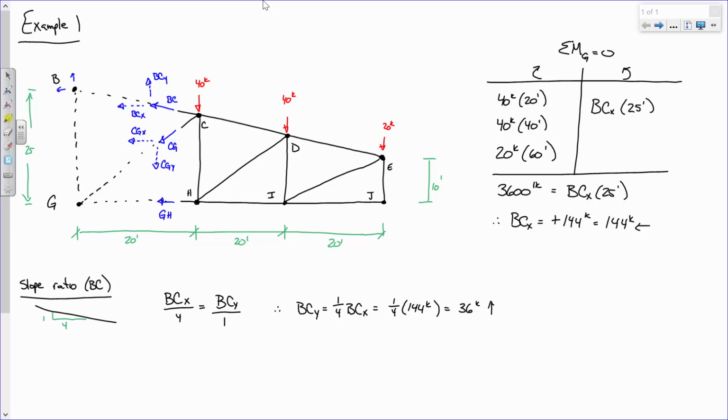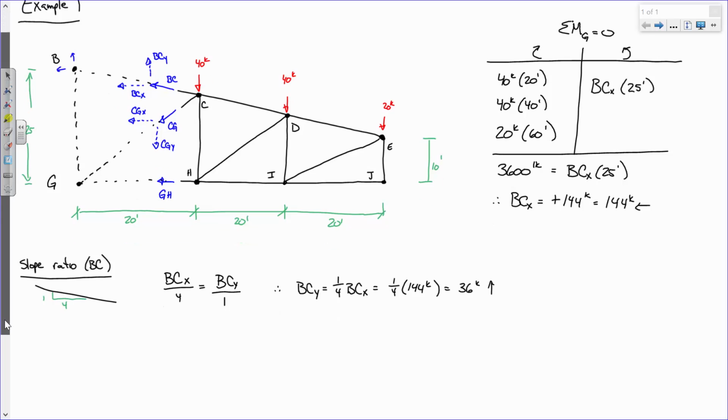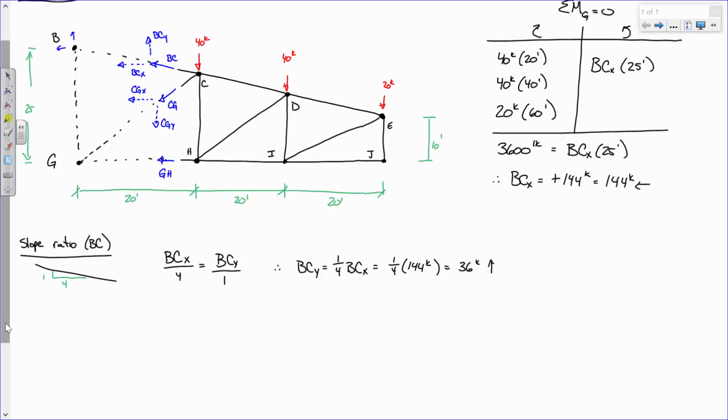We have to sum forces, but which direction? X direction or Y direction? Why? Because we've got 2 unknown horizontal components, but we have only 1 unknown vertical component, right? So we don't need to go through and solve the horizontal. I mean, we could, but we'd end up having to go back and plug anyways.